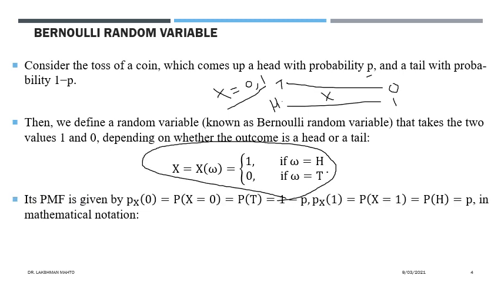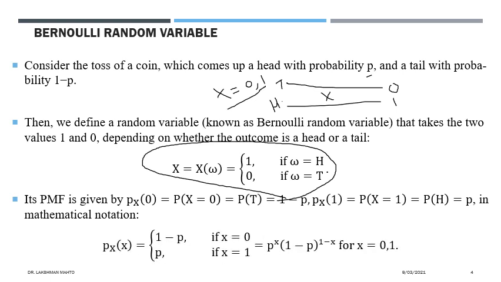Coming to the PMF of the Bernoulli random variable, how do we define it? We can define it such that when x takes value 0, the value of the corresponding probability mass function at 0 is 1 minus p. That means 0 is associated with the outcome tail, so that is the probability of the outcome. It is already given in this experiment: it is 1 minus p.